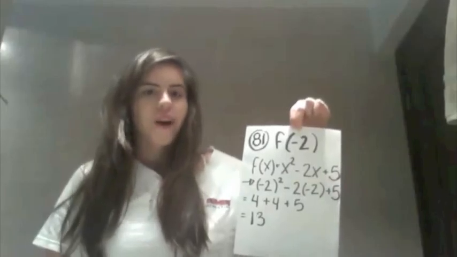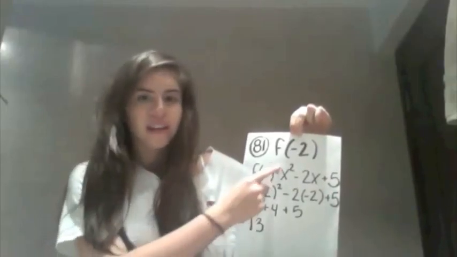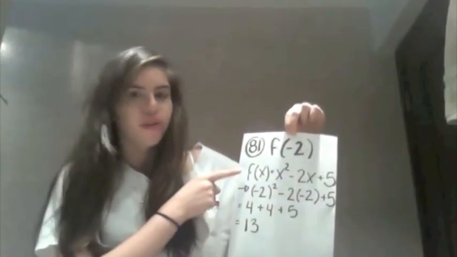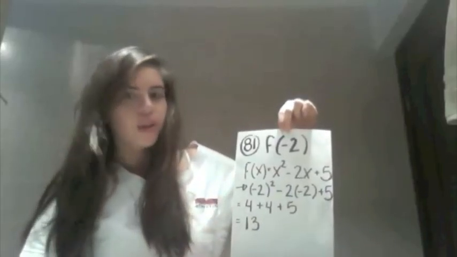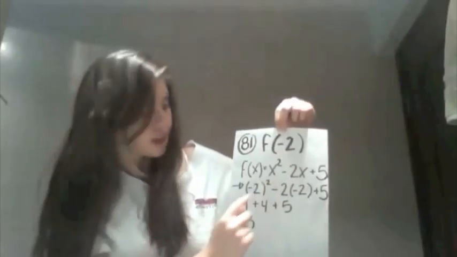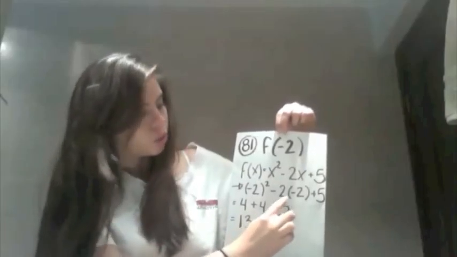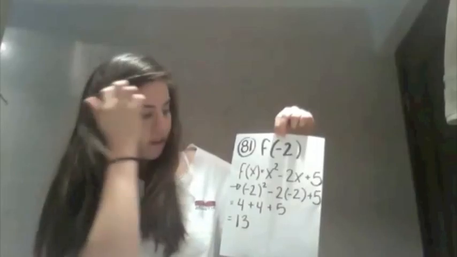Hi. First, you need to see that the value of x is negative 2. So, this is your original problem. The first thing you need to do is substitute the negative 2 where there are x's. See? Negative 2 squared minus 2 inside a parenthesis, that would be negative 2 plus 5.